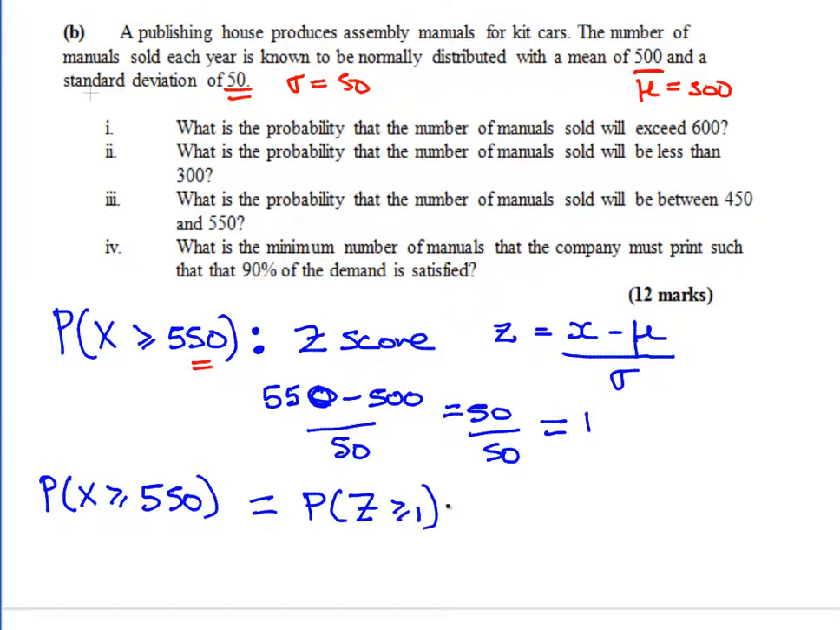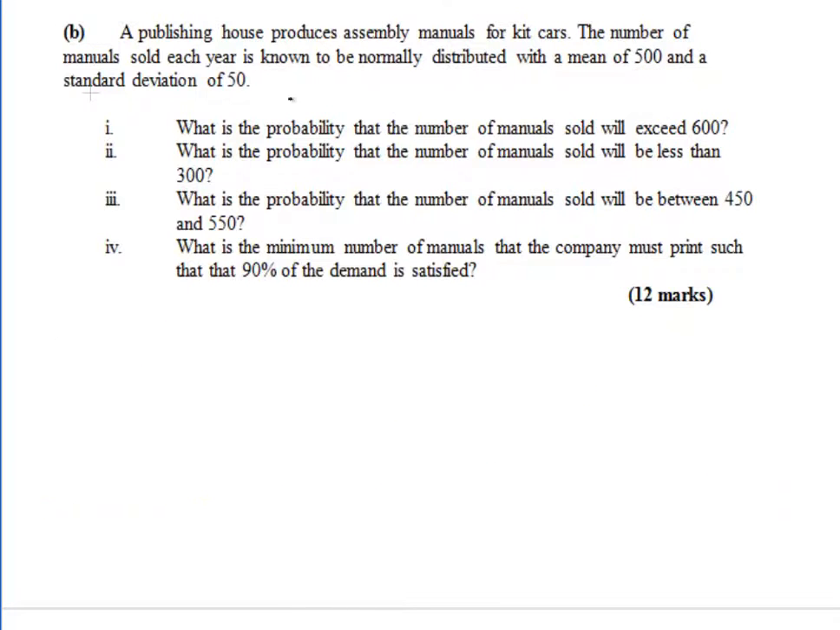And just in case you've forgotten, how do we solve this? We go to the tables. Okay, so we go to the normal tables, and for your course it should be table 7 of your statistical tables. So, let's have a look at the tables there. Let's just draw a rough sketch. What we're interested in is the probability of z being greater than or equal to 1.00.